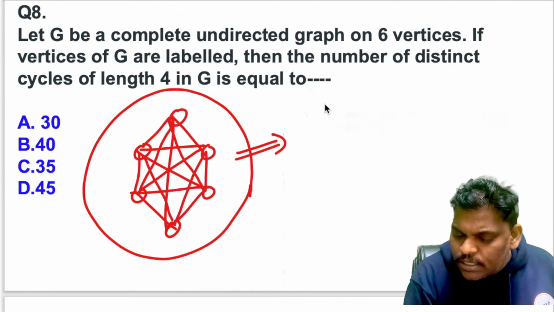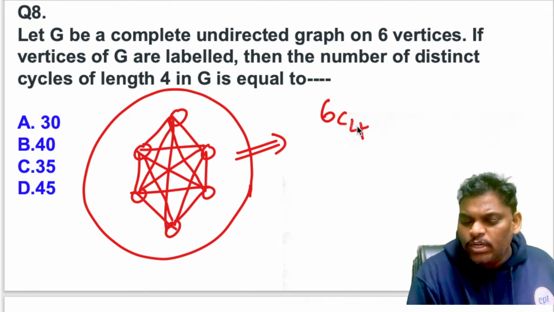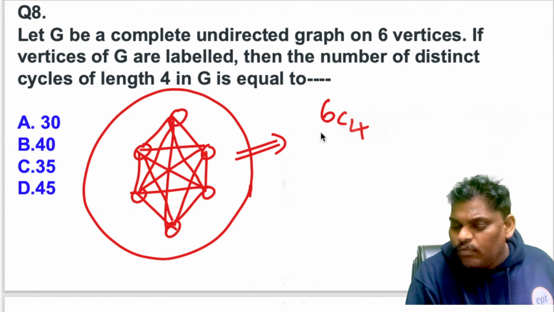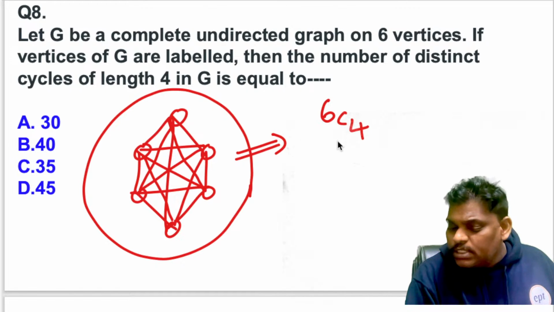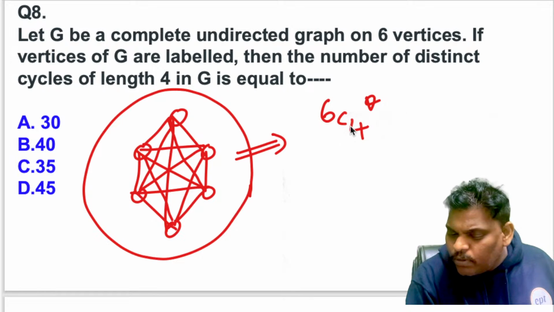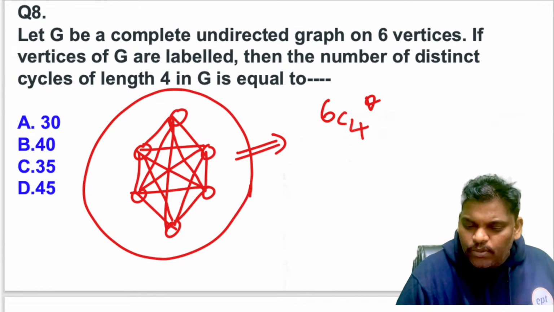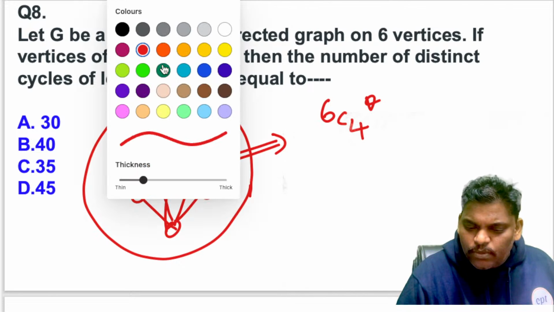So what you do is, out of 6 vertices, first of all, select 4 vertices. 6C4 ways are there. Now you have selected the 4 people. With the 4 people, how many 4 length cycles are possible?